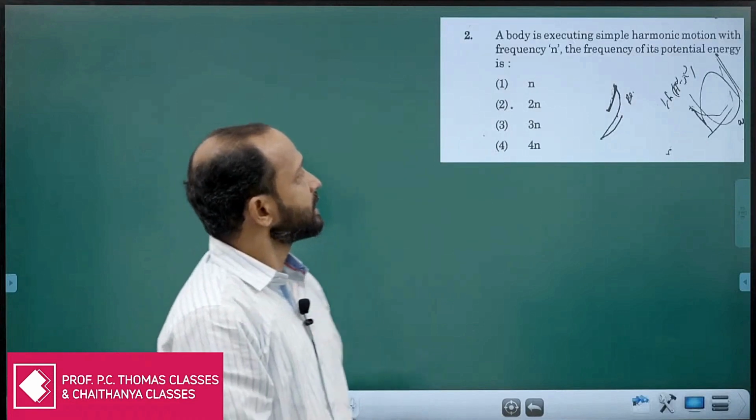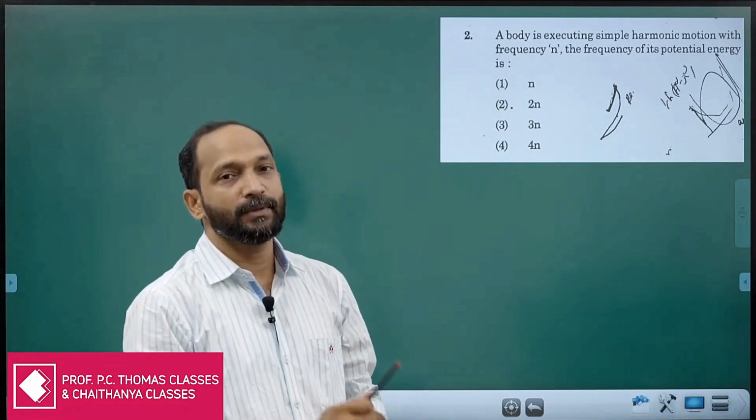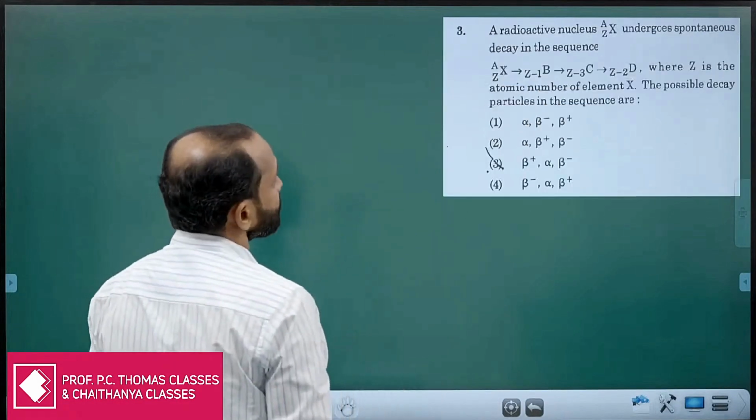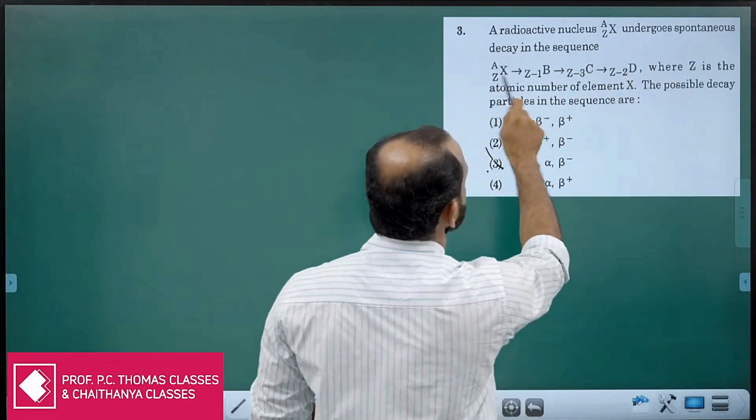A body executing SHM with frequency n, the frequency of potential energy is 2n. Frequency of kinetic energy and potential energy both 2n. So second option.